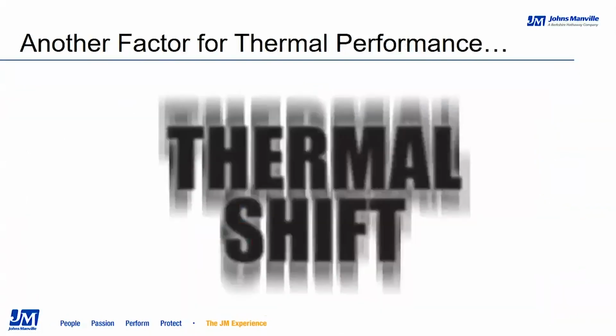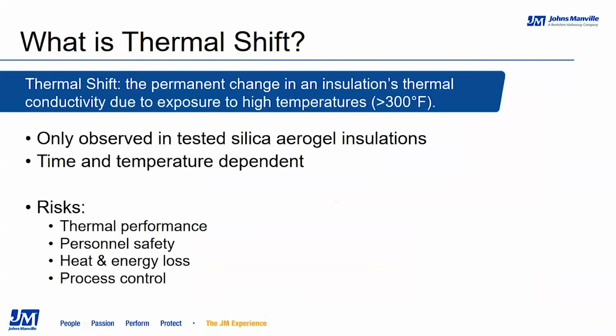So now I want to shift gears a little bit and talk about an interesting phenomenon known as thermal shift. And I'm sure many people on the call have already seen a presentation or two on thermal shift, but we'd like to redeliver it again today. Thermal shift is a phenomenon that only occurs in aerogel products when exposed to high temperatures. So thermal shift is the permanent change of an insulation's thermal conductivity due to exposures to high temperatures, and this change tends to begin at 300 degrees Fahrenheit.